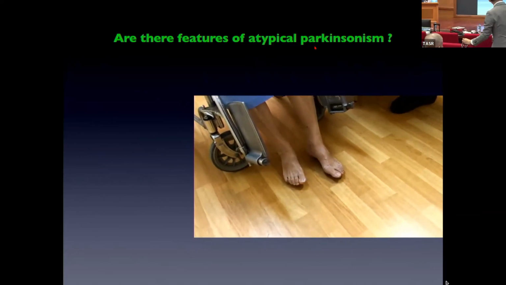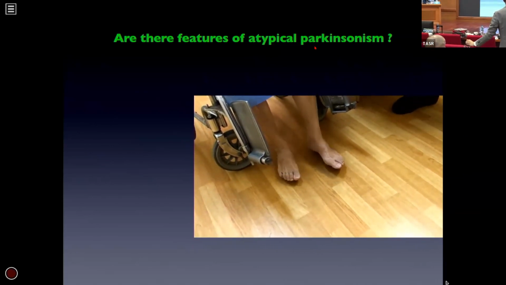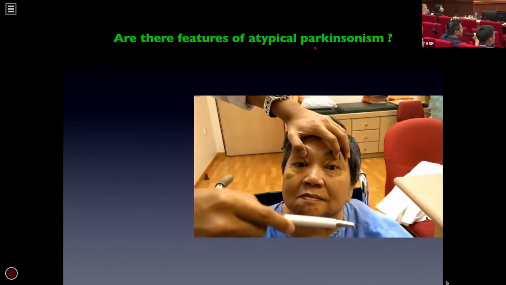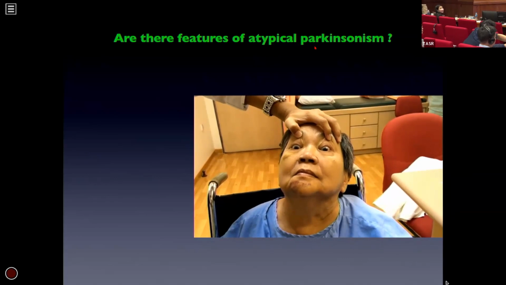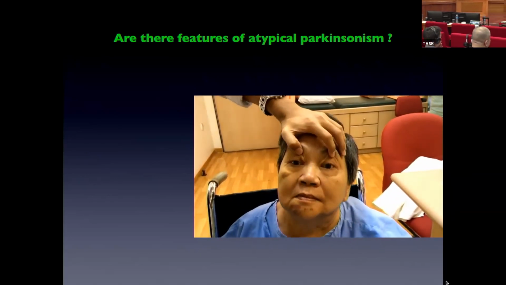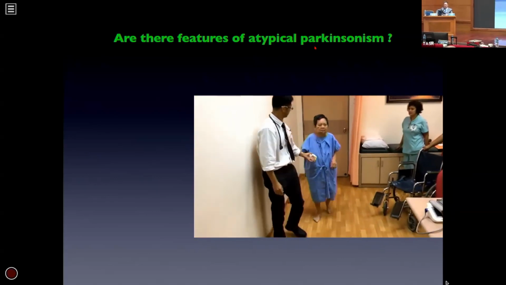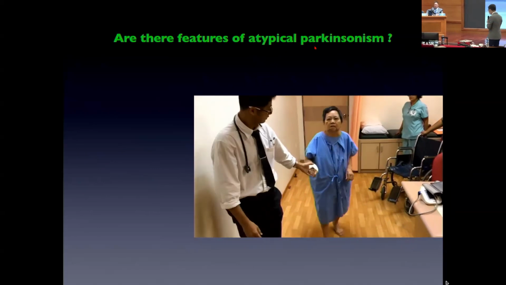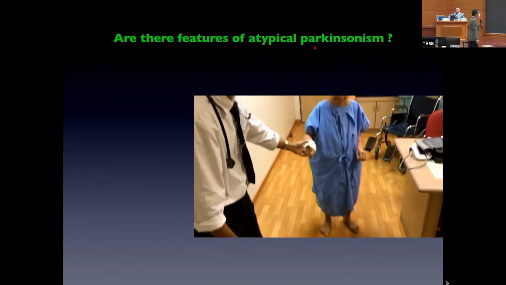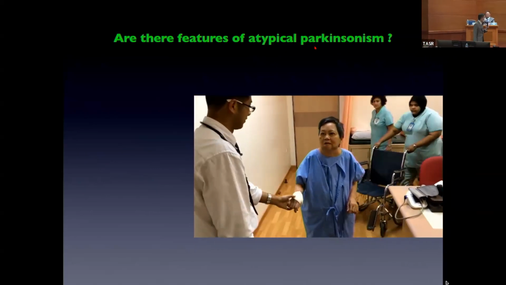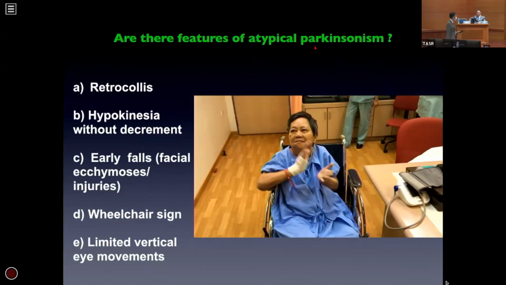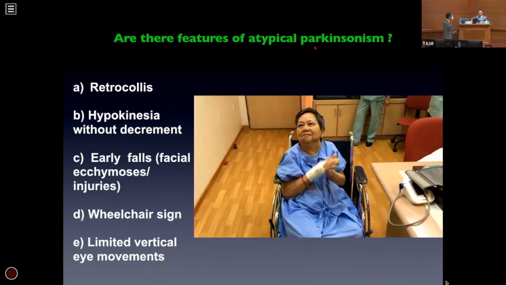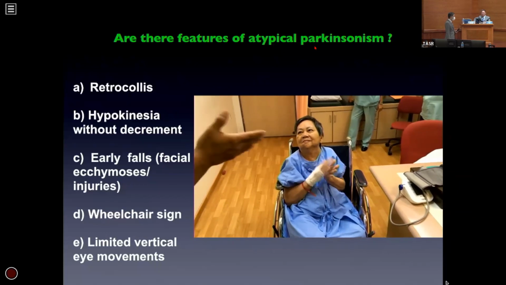And if you notice the face, there are ecchymosis bruises on the right cheek due to a fall that you can see here, and also the chin. So she just had a fall not long ago. Very nice. And you can see the gait, a little wide-based and a little swaying. So retrocollis, hypokinesia without decrements, early falls, wheelchair sign, limited vertical eye movements. The diagnosis?